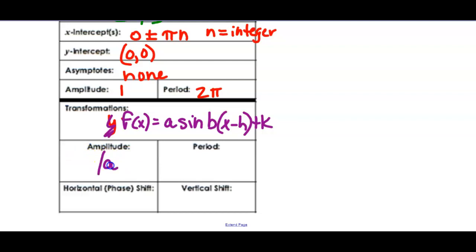So amplitude is the absolute value of a, whatever this is, but it has to be positive to be a distance. The period is going to be 2 pi divided by b, okay? That is an inverse relationship. That's the trick. You got to remember that one. Any phase shift left or right would be h. Any vertical shift up or down would be k. And we are not going to do those today.